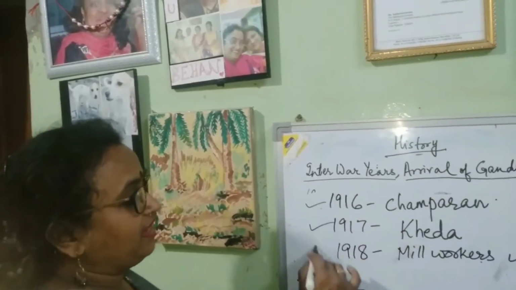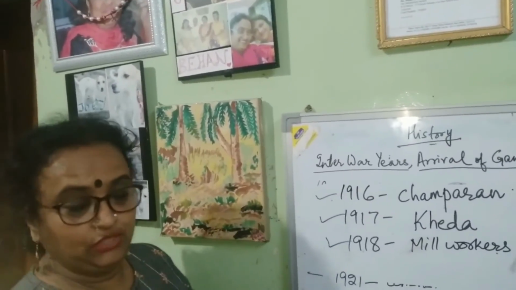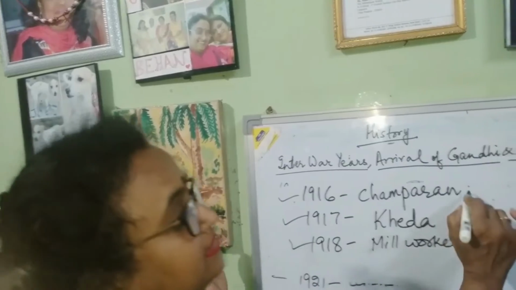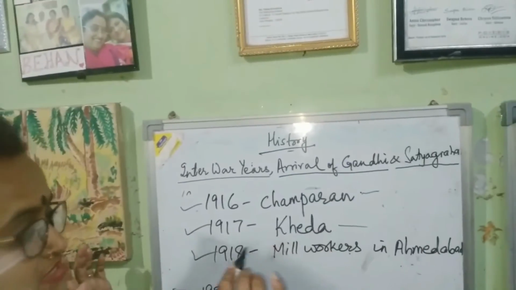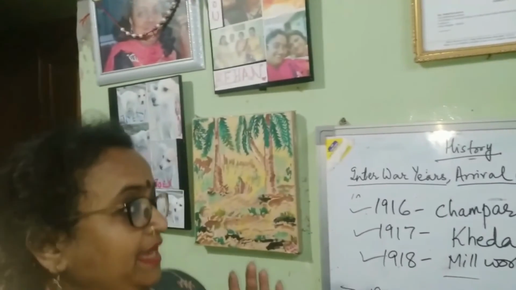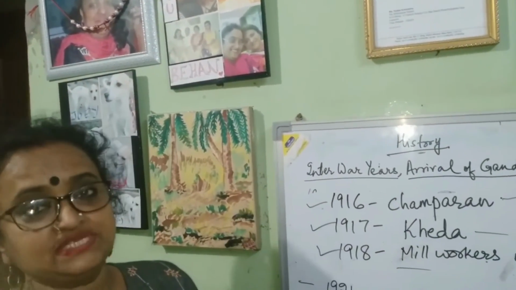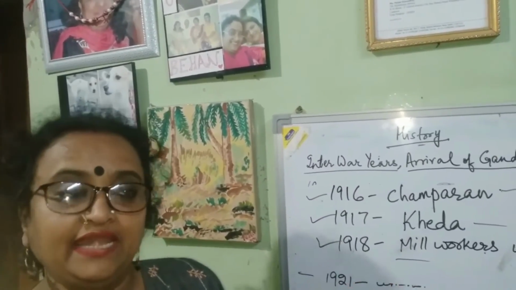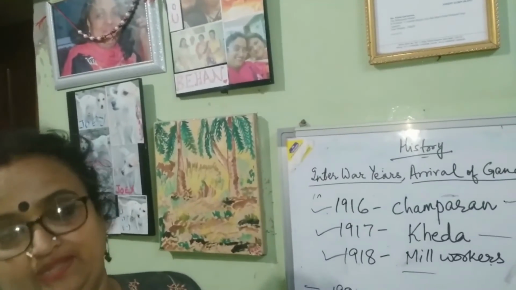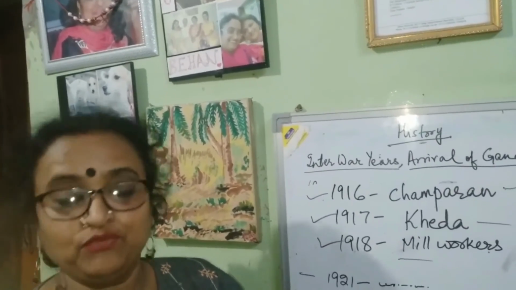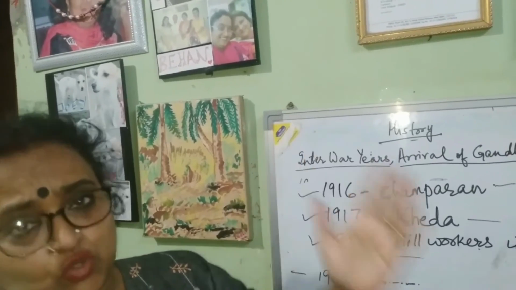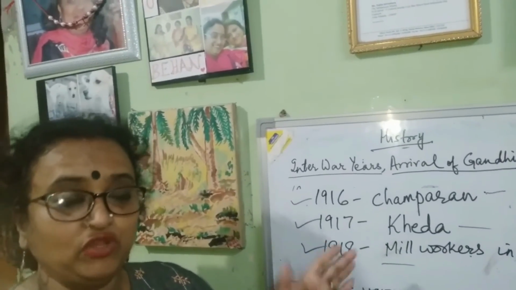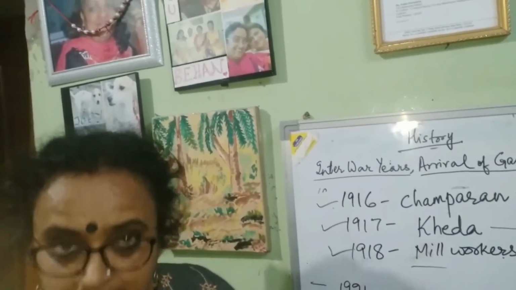So these three are very important for map. You know that map will be there, or even in objective it can be asked. So you should know here the plantation workers, here the farmers, and here the mill workers were guided by Gandhiji. And then of course, after attending 1916 Congress session, he joined and led the freedom movement of India. So that is why from 1916 or 1918 to the day we got freedom, this whole era is known as Gandhian era, because he played the most important role in leading the freedom struggle.